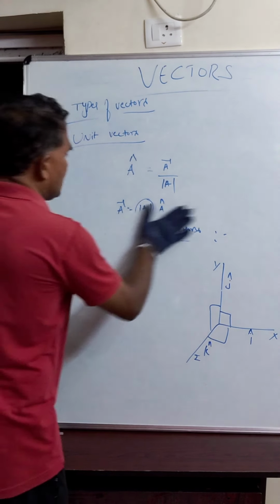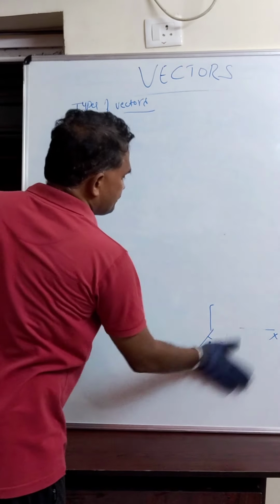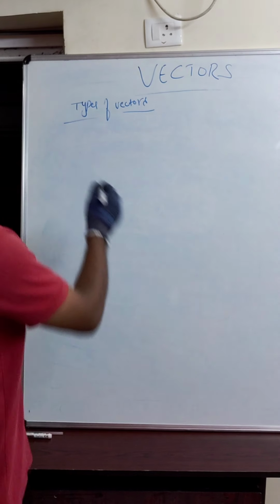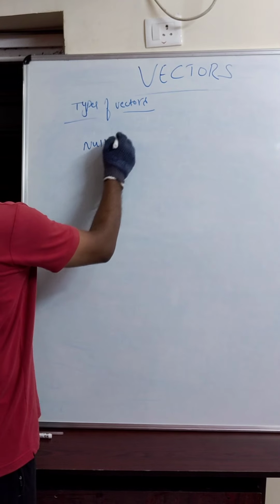After orthogonal unit vectors we have the null vector. What are null vectors? Again, the name itself tells.